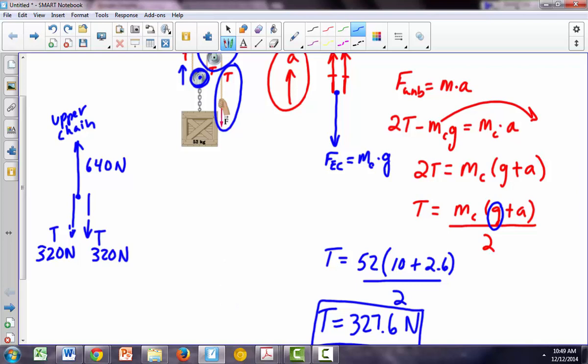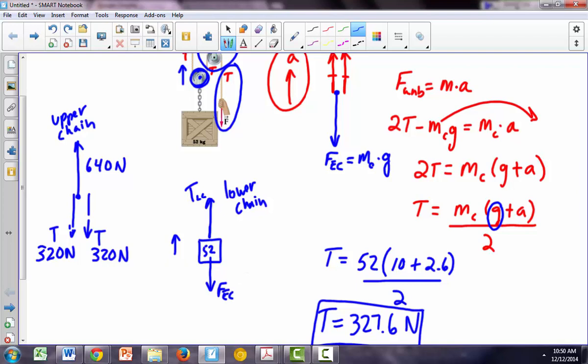To solve for the lower chain, the best way to do that is to think of the crate itself, the 52 kilogram crate. The upper chain is pulling it up. Gravity is pulling it down. You know there's an acceleration in this direction. Therefore, this upper chain force here, I'm sorry, that's the lower chain. This lower chain force on the 52 kilogram mass has to be greater, so I'll call it tension of the lower chain, has to be a longer vector than the force of the earth on the crate, on a block.